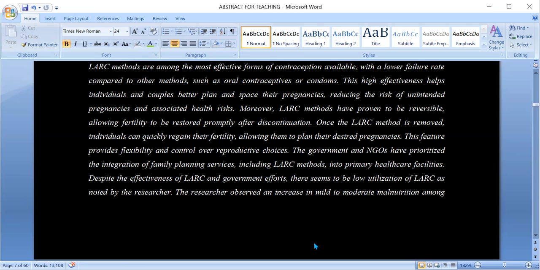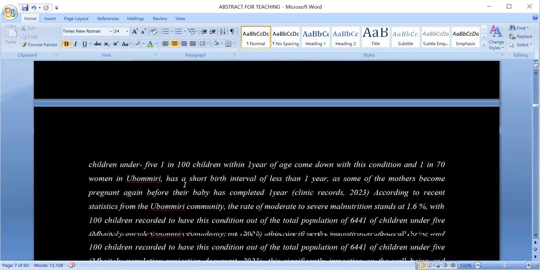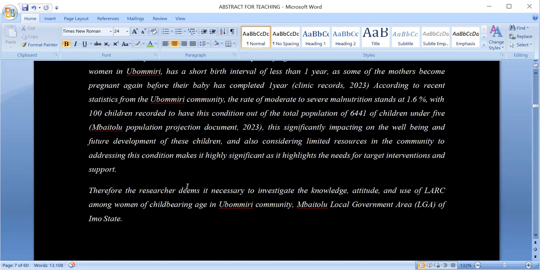So now, from his own work, he will either conclude that there is low utilization, because the social problem there is that these children are coming down with this marasmic condition, and the birth interval is low. However, it could be that they're not using family planning. It could be that their knowledge is poor about it. It could be that they're not being informed. So from this work, he justified it, so he can go to research and carry out the work. So he went further to say, therefore, the researcher deems it necessary to investigate the knowledge, attitude, and use of LAC among women of childbearing age in the Igbo community.